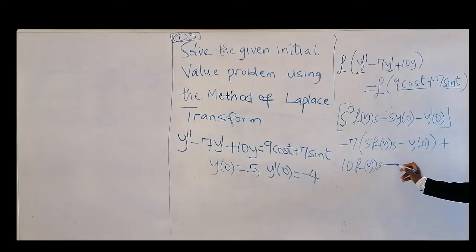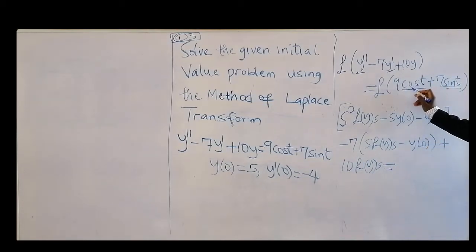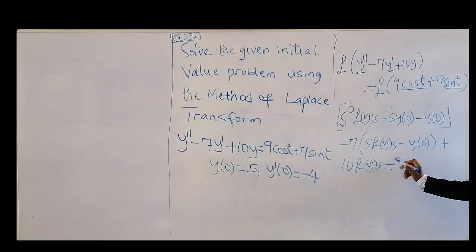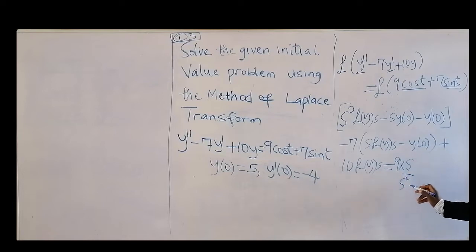Equal to Laplace of cosine, that will be 9 times s over s squared plus 1, since the transform variable here is 1 squared plus 1. Then plus 7, a constant, times 1 over s squared plus 1. Laplace of this is this.